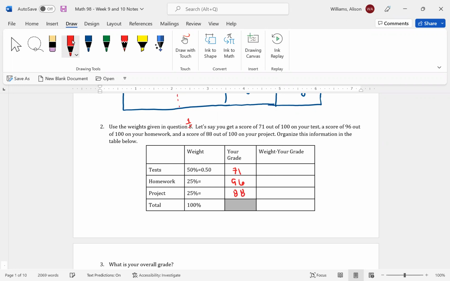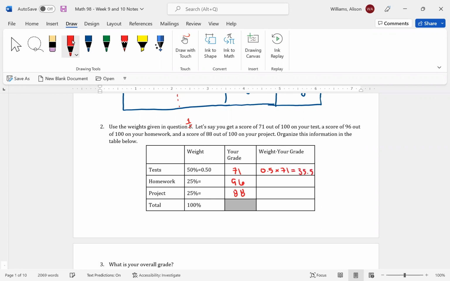And then for this last column, they're asking us to multiply the weight that they're given to each times your actual grade. So if you take the weight, which they're writing as a percent, as 0.5, and take 0.5 times, I'm sorry, not 0.7, but 71, that would give me 35.5.